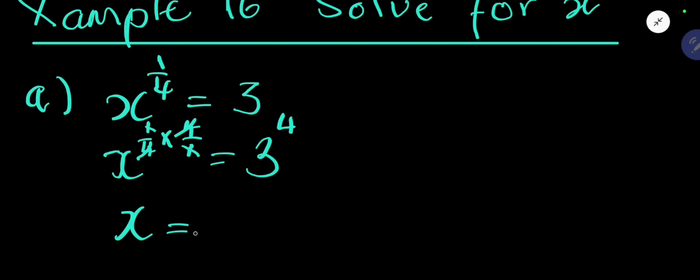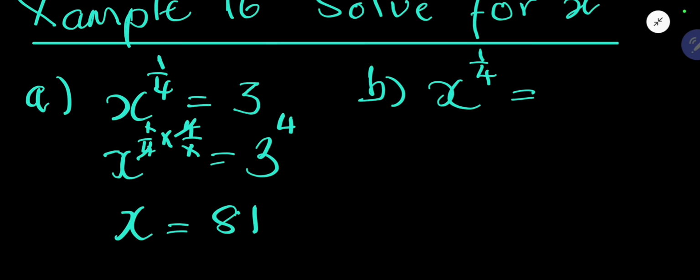Whatever it is, guys, it is 81. Okay, so let's do the second one, guys. Now x exponent 1 over 4 is equal to -3. Remember what I said earlier: if ever you are dealing with rational exponents and your denominator is even, you will never ever get a negative number.